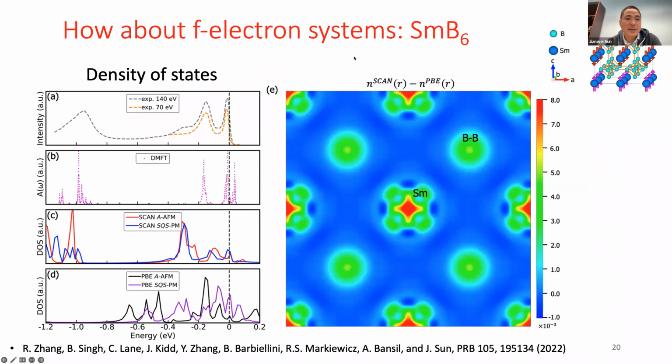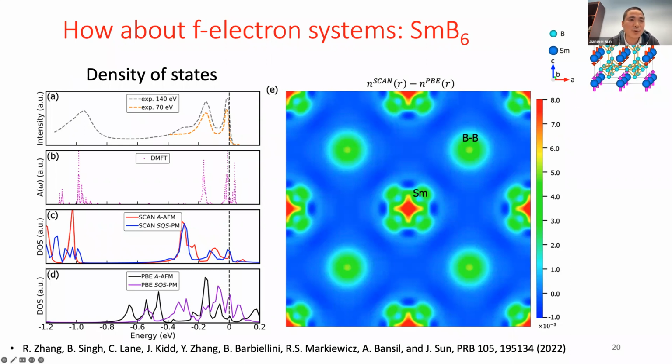So here we also started one more system, this f-electron system, SmB6. There are many debates on the system, and we actually published an interesting paper in PRB and talked about this scheme that solved those challenges within one single framework. We found this very interesting, so if you are interested in that, you can probably go take a look at it.